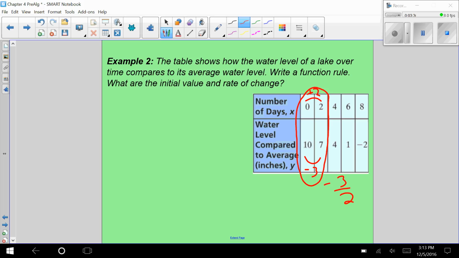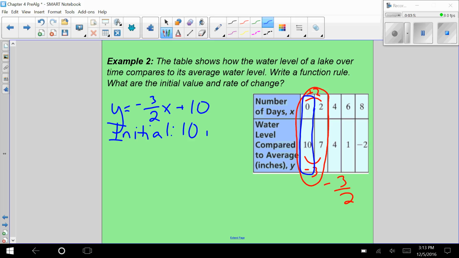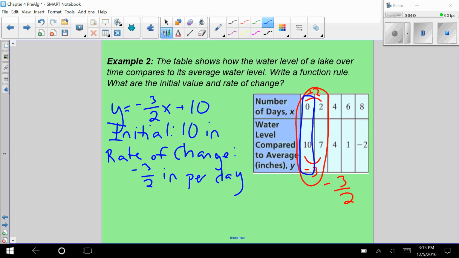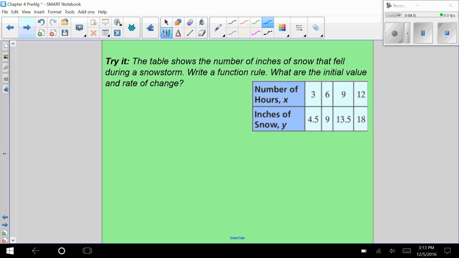And then to find that b, that y-intercept, sometimes you'll get lucky and it'll give you 0, 10. There's my y-intercept. So my equation is y equals negative 3 over 2x plus 10, because b is 10. All right, so the initial value would be 10 inches. The rate of change is negative 3 over 2 inches per day. And there's our answer. You're going to try this one on your own.